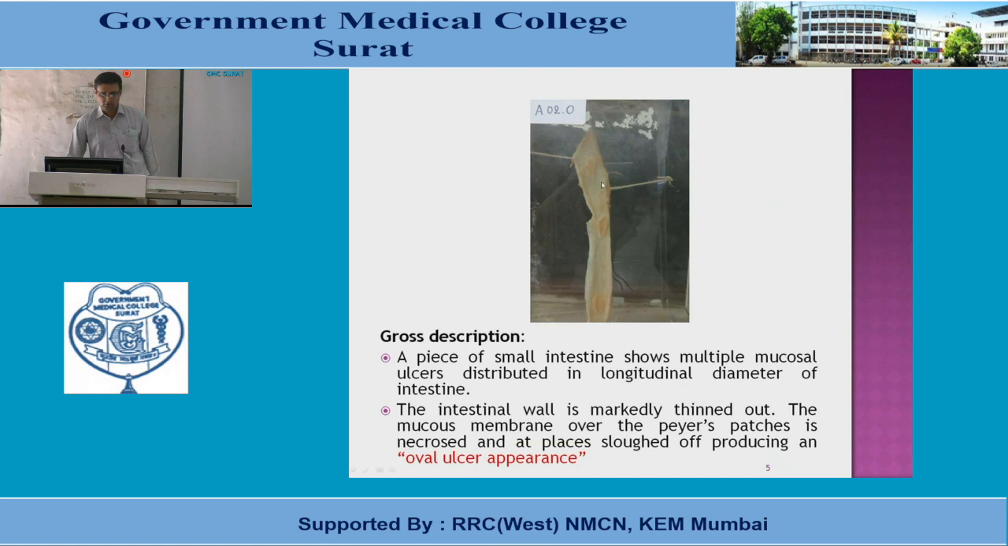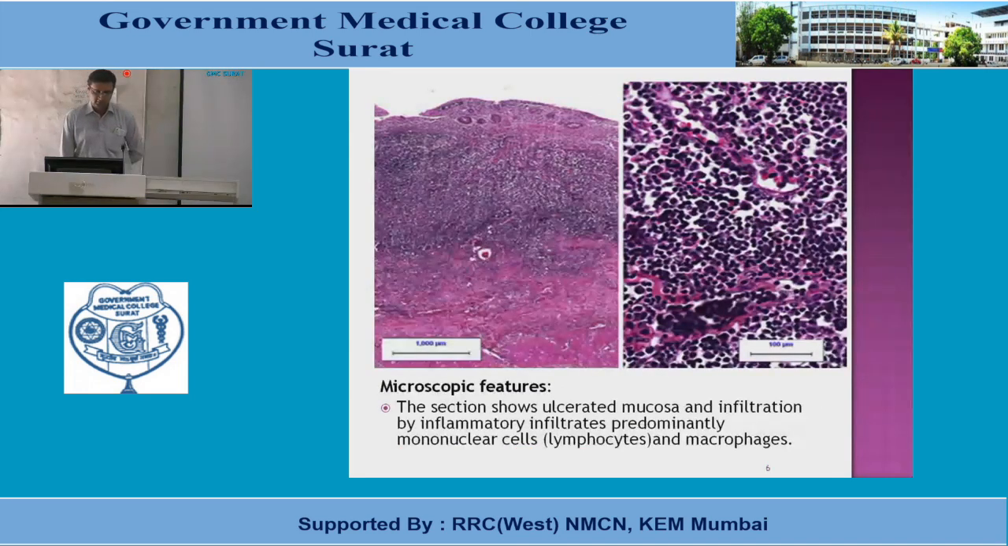See here there is a thinning of the intestinal layer, and here there is a longitudinal typhoid intestinal ulcer due to enteric fever or typhoid intestine. Now, in microscopic examination, the section shows ulcerated mucosa and infiltration by inflammatory infiltrate, predominantly mononuclear cells and macrophages. See here there is an ulcerated mucosal layer and here there is an inflammatory infiltration, mostly mononuclear cells or lymphocytes and macrophages.